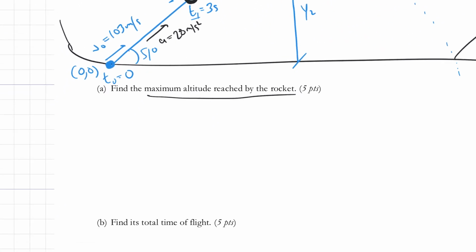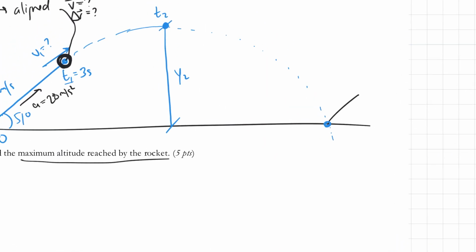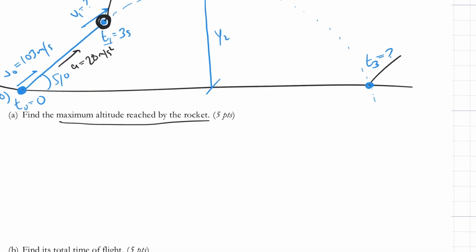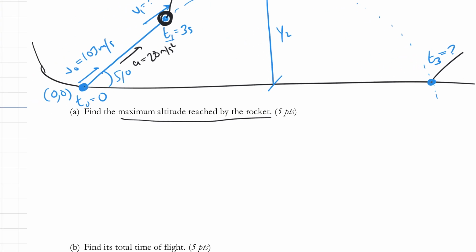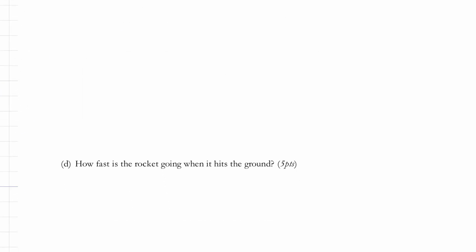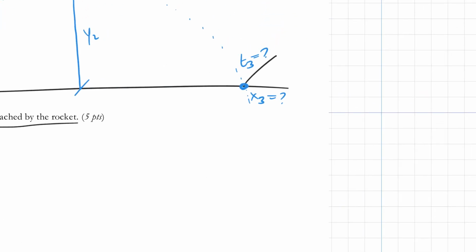All right, so let's see here. Find the total time of flight. So I want to know when it hits the ground, what the time is. So that'll be T3. I'm going to go ahead and put a question mark right there, because I know that I'm looking for that. Let's see what else. Find its horizontal range. So that means I want to know how far away until it lands. So that's going to be x3. I want to know where it lands. And then I usually want the speed. How fast is the rocket going when it hits the ground? So I want to know how fast it's going when it hits the ground, right?